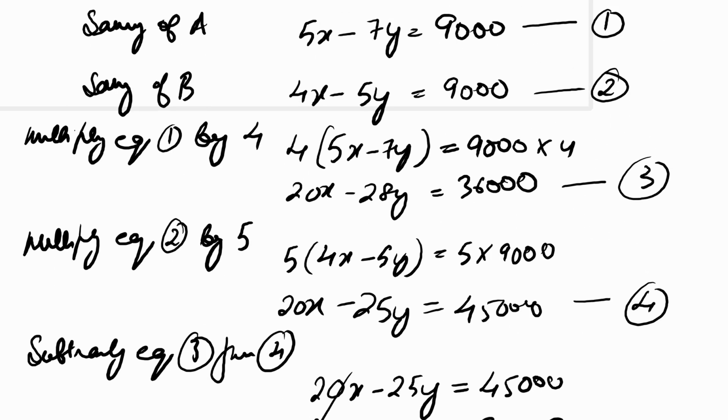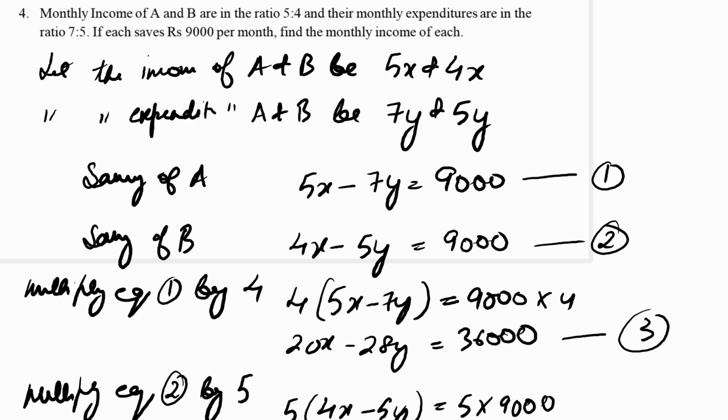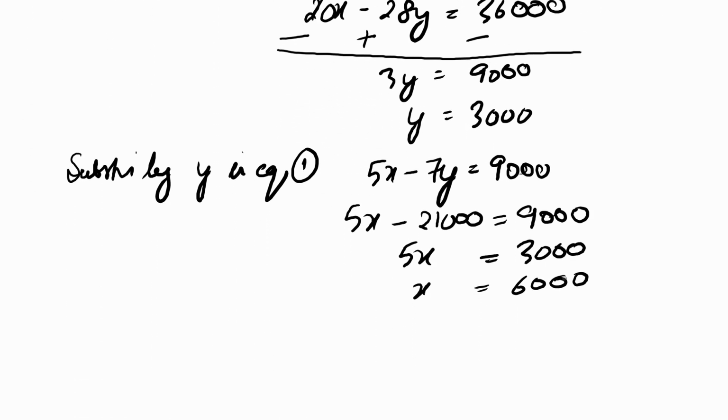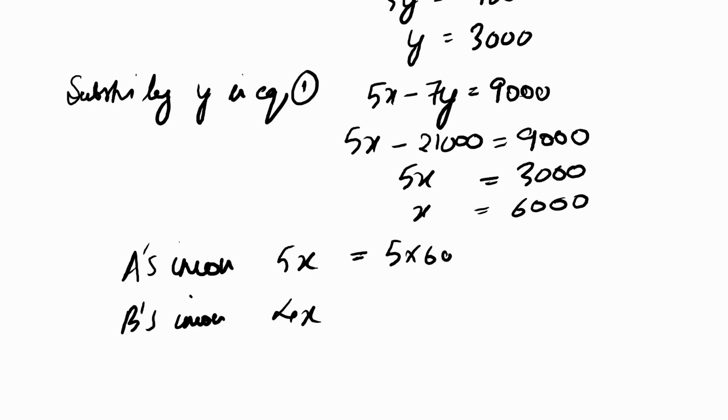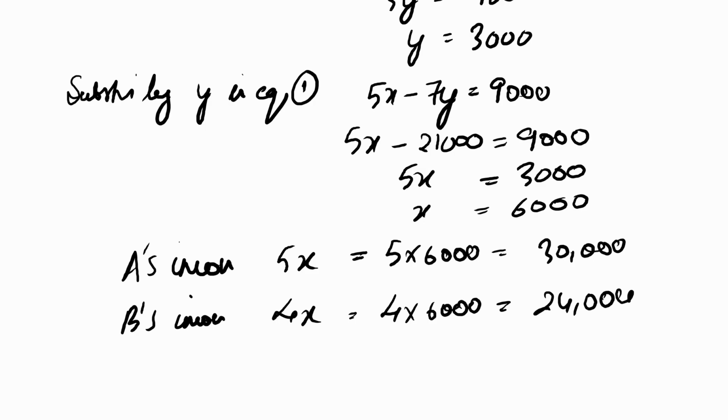Okay. Now what has he asked us? He has asked us the monthly income of each. So A's income is 5x and B's income is 4x. So what will this become? 5 into 6,000, that is 30,000, and 4 into 6,000 is equal to 24,000. Those are the answers.